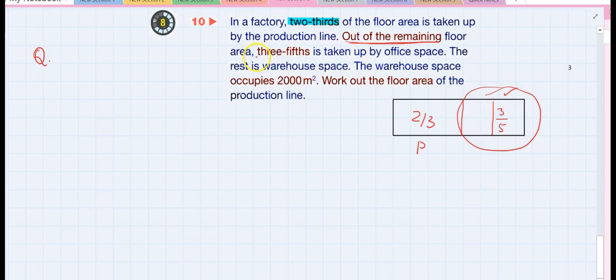Out of the remaining floor area, 3/5 is taken up by the office space. So 3/5 they have taken by the office space. So this is office, this is production. The rest is a warehouse. So this remaining is a warehouse, and it's saying to work out the floor area of the production line. This area is 2000 meters square.